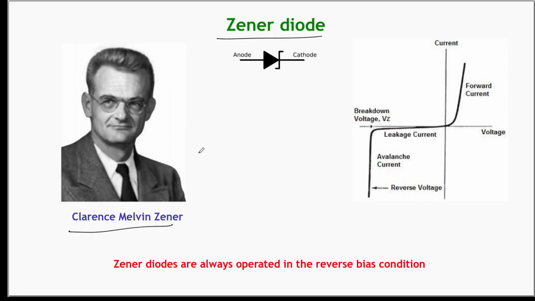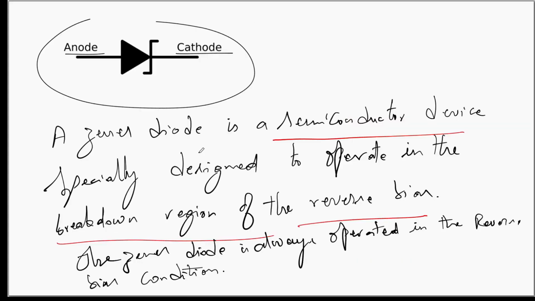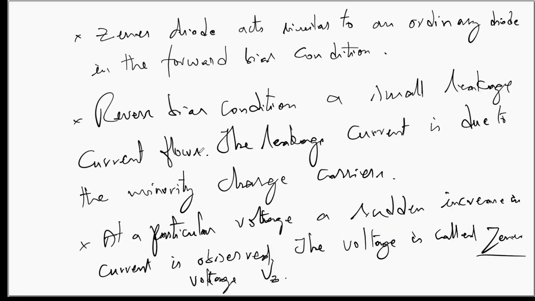In this video, we have seen what a Zener diode is. We have said that to overcome the permanent damage of PN junction diodes in the reverse biasing condition near the breakdown voltages, Clarence Melvin Zener developed a semiconducting device known as the Zener diode. We have seen the symbol of the Zener diode, and we have said a Zener diode is a semiconducting device specially designed to operate in the breakdown region of the reverse bias. The Zener diodes are always operated in the reverse bias condition only. Zener diodes act similar to an ordinary diode in the forward biasing condition, and in the reverse biasing condition a small leakage current flows through the circuit, due to the minority charge carriers.